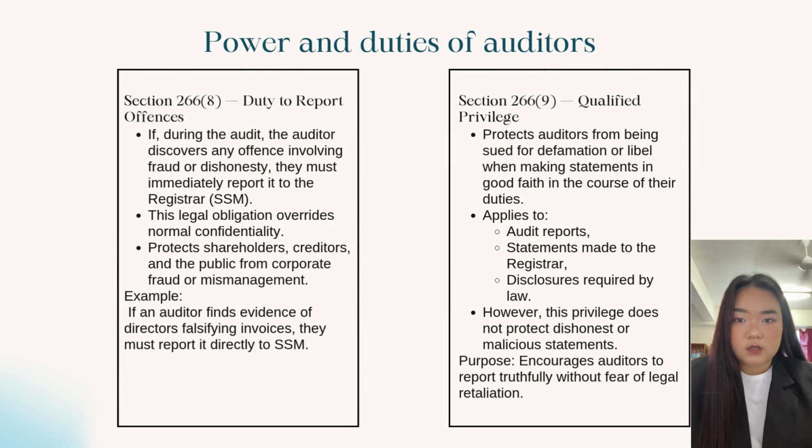Let's move on to the final two critical points regarding the auditor's responsibility: the duty to report offences, and the qualified privilege. Number 4, duty to report offences. Under Section 266, subsection 8, if an auditor finds evidence of a serious crime, especially involving fraud or dishonesty, during the audit, they cannot keep it secret. The auditor must immediately report to the Registrar, SSM. The legal duty is so important that it actually overrides the normal confidentiality an auditor has toward the company.